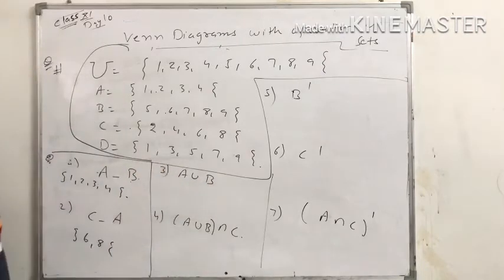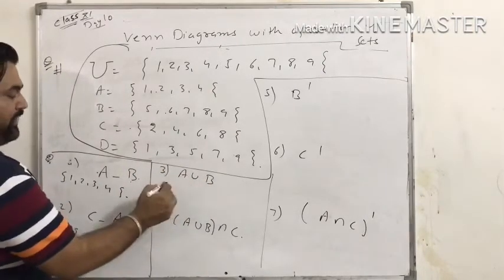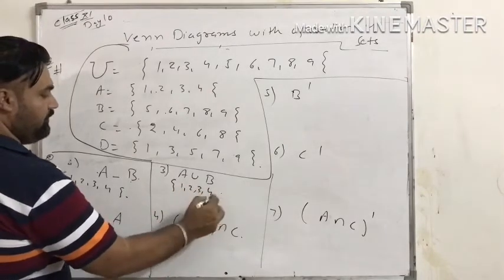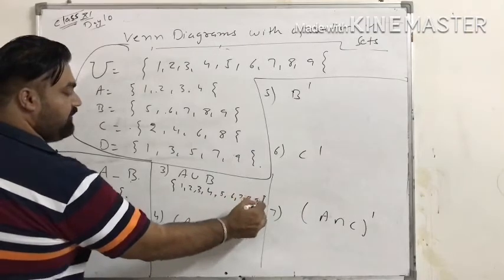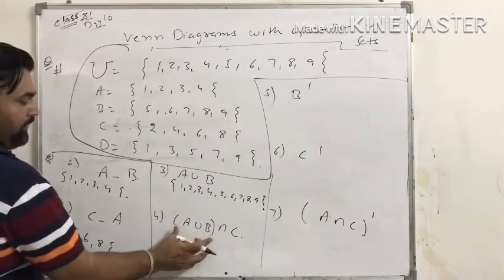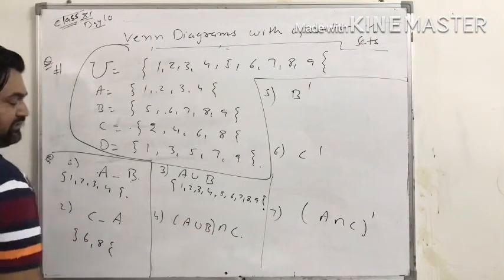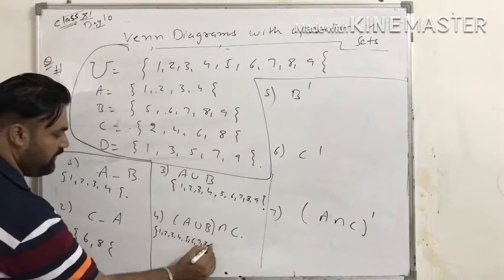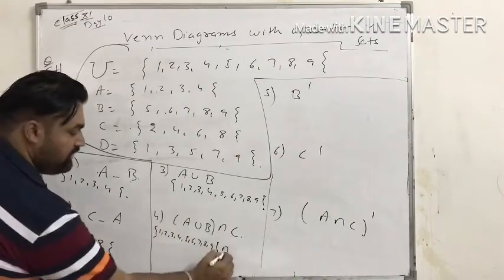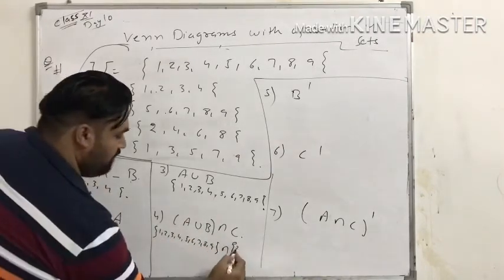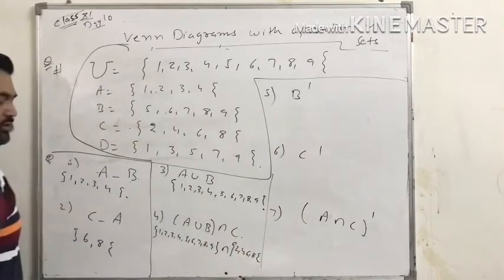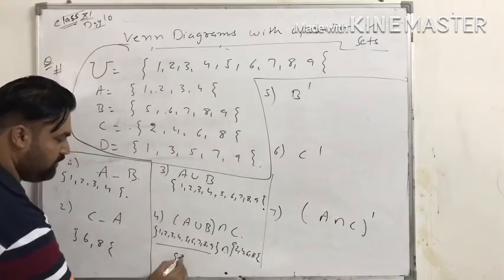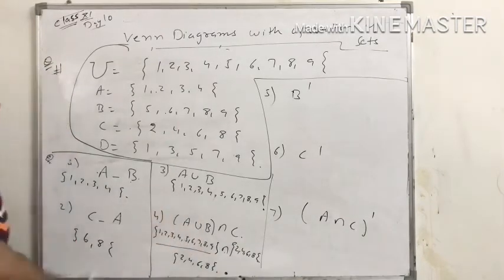Now A union B. A union B means the elements of A and B. So 1, 2, 3, 4, 5, 6, 7, 8, 9. So next one, A union B intersection C. What is A union B? 1, 2, 3, 4, 5, 6, 7, 8, 9. Intersection C. What is C? 2, 4, 6, 8. So intersection means common elements. So the common elements in these two are 2, 4, 6, 8.